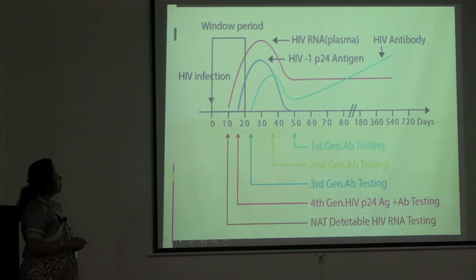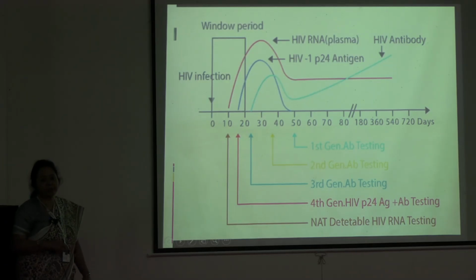Next is the HIV-1 P24 antigen. This is another test which is also done in the window period. So these two tests can be done in the window period: RNA test and the P24 antigen. This P24 antigen is detected by the 4th generation ELISA.